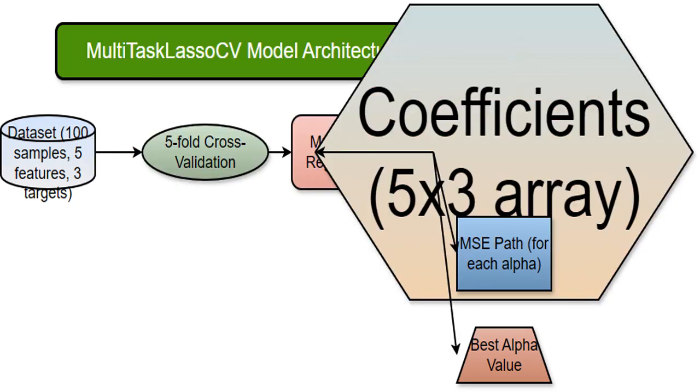The model learns 5 coefficients, 1 for each of the 5 features, for each of my 3 target variables. Therefore, I get a 5 by 3 array of coefficients. Each row represents a feature, and each column represents a target variable.